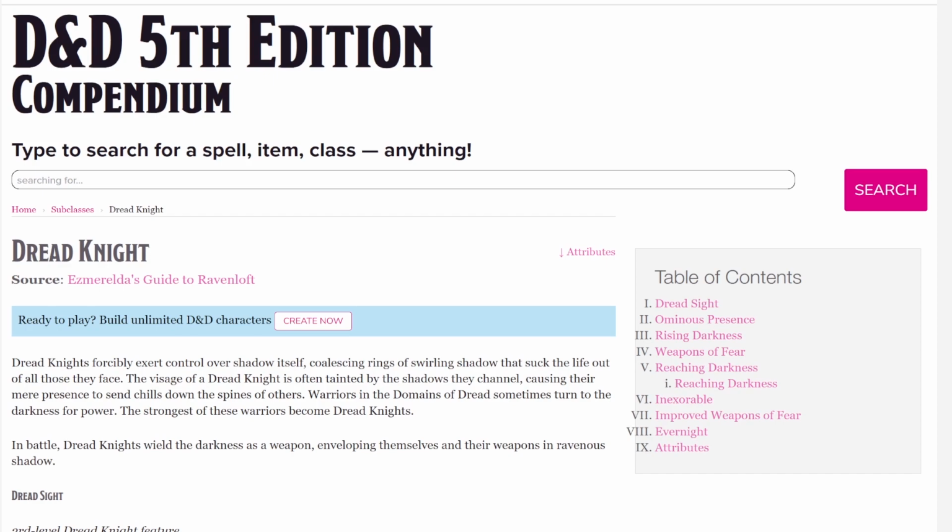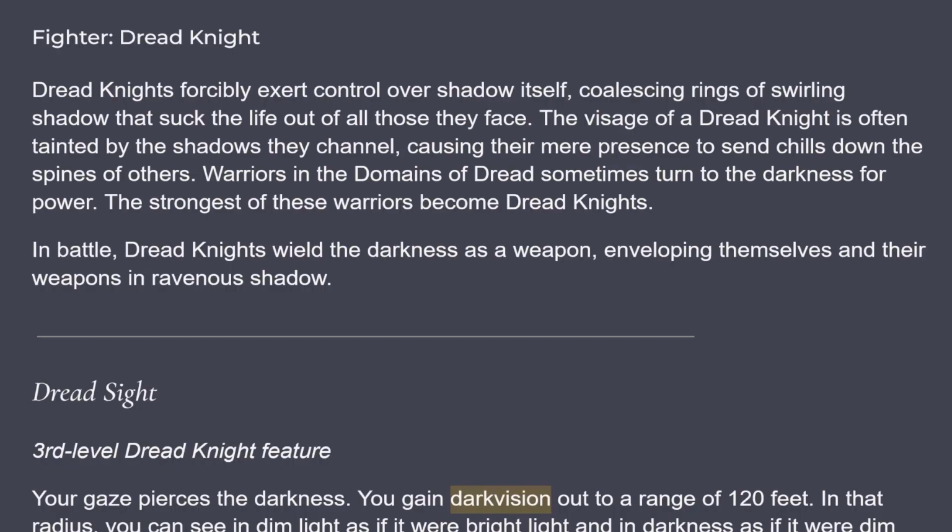It's the Dread Knight Fighter subclass that inspired me so much, because it sounds cool as heck. The flavor text says, "Dread Knights forcibly exert control over shadow itself, coalescing rings of swirling shadow that suck the life out of all those they face. The visage of a Dread Knight is often tainted by the shadows they channel, causing their mere presence to send chills down the spines of others. Warriors of the Dread Domain sometimes turn to the darkness for power."